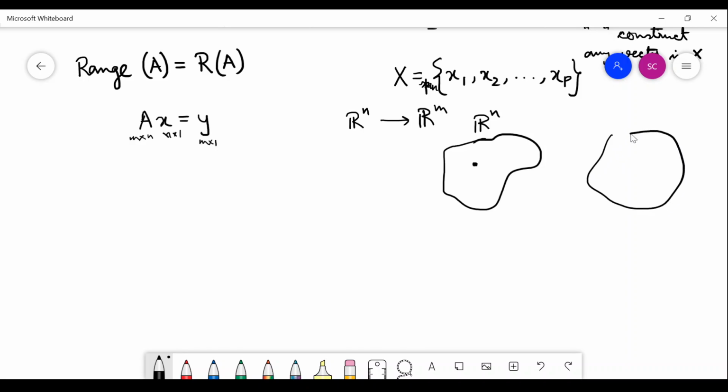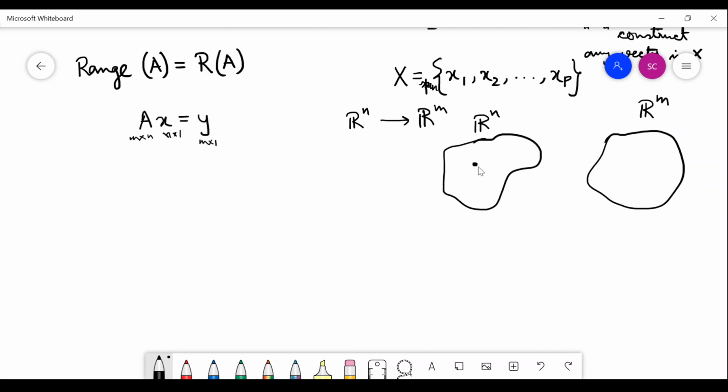And here I have another space which is the Rm space. So if m is less than n, then this Rm space is contained within Rn. Okay, and if m is more than n, then this Rn space is contained within Rm. For the purpose of showing, I am showing this separately because I don't know which one is greater or which one is lower.